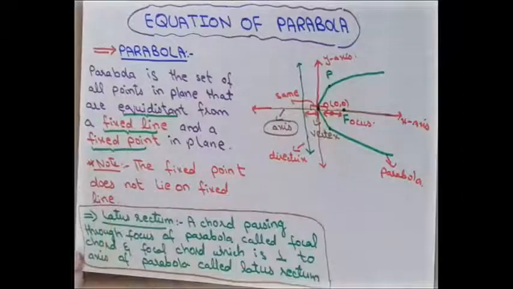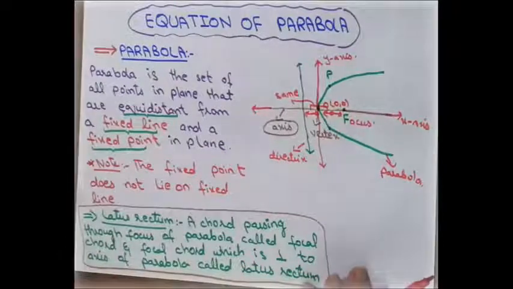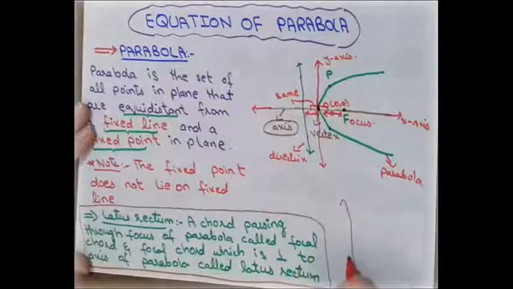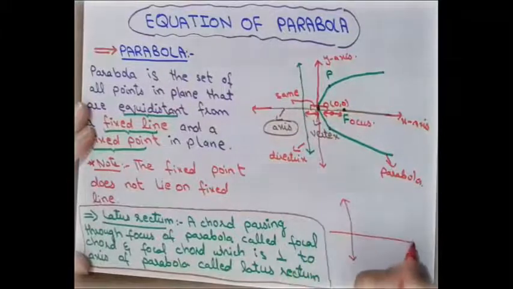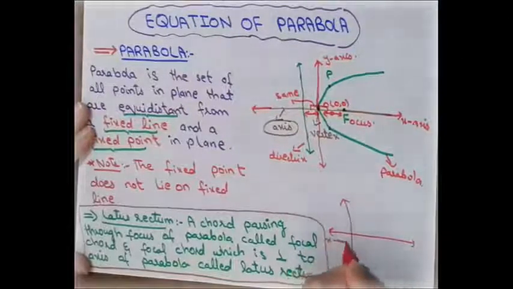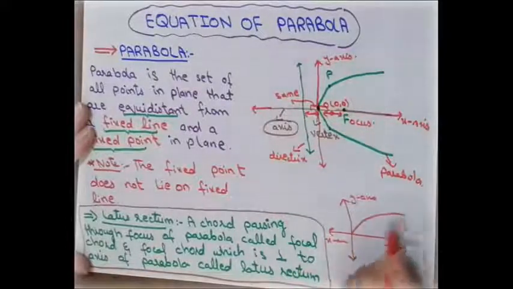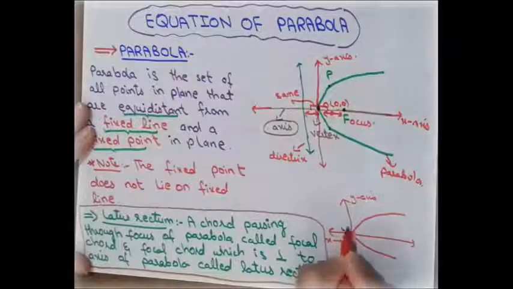What is the latus rectum of a parabola? First of all, check out the definition. A chord passing through the focus of a parabola is called a focal chord, and a focal chord which is perpendicular to the axis, or the major axis, of a parabola is called a latus rectum. So if I draw it here, suppose this is the y-axis and this is the x-axis. If here we draw a parabola, and here is the vertex V.